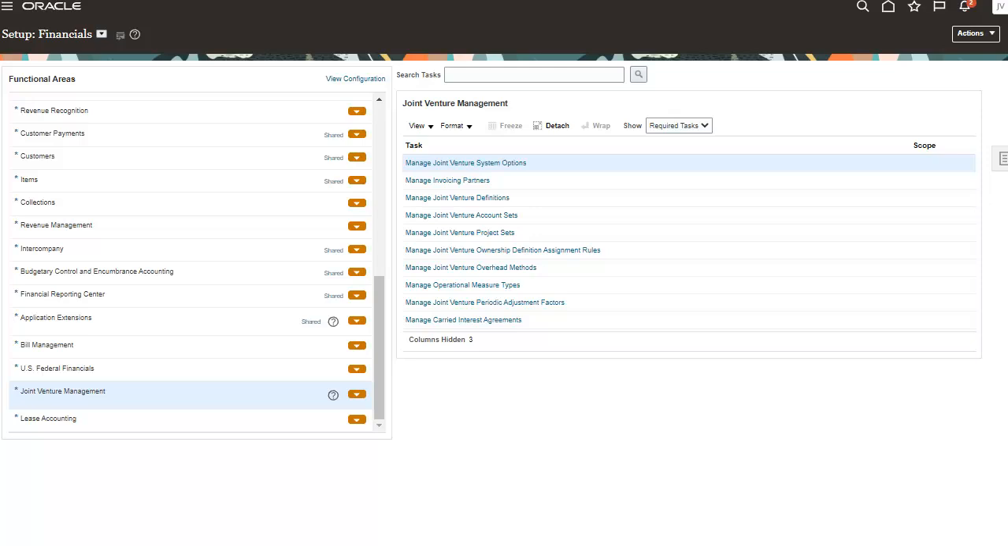Let's begin by looking at how the project sets can be set up. Navigate to the Task Manage Joint Venture Project Sets from Setup and Maintenance for the Financials functional area.